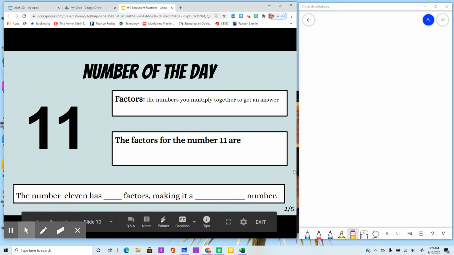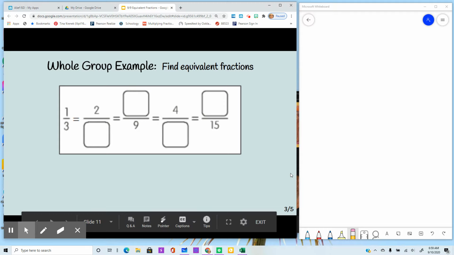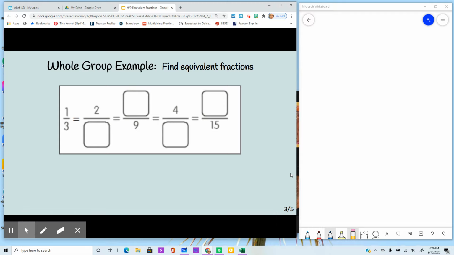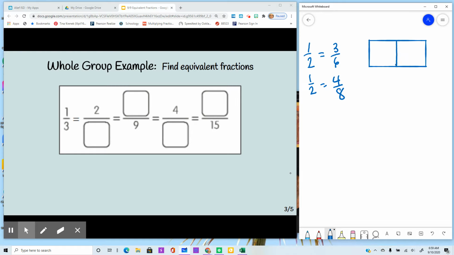So what are equivalent fractions? An equivalent fraction, if you paid attention during the pre-class video, is a fraction that is equal to another fraction. So for example, 1/2 is equal to 3/6. 1/2 is equal to 4/8. And if I draw my model, here's my 1/2.